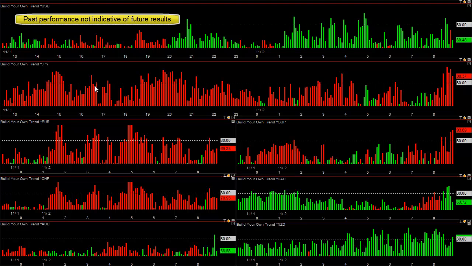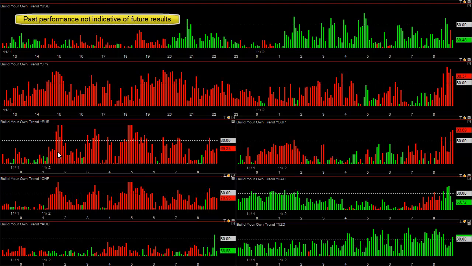Some of our tools measure the direction, in this case the direction the euro is going versus the rest, and other ones measure the intensity of that direction. So anytime you see the euro and Swiss today with extreme weakness, you want to trade those against the strongest ones, the CAD, the New Zealand, the dollar.